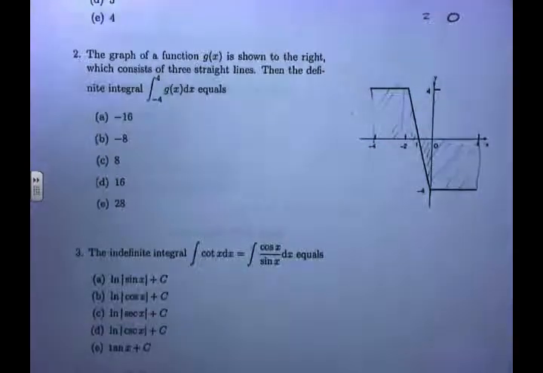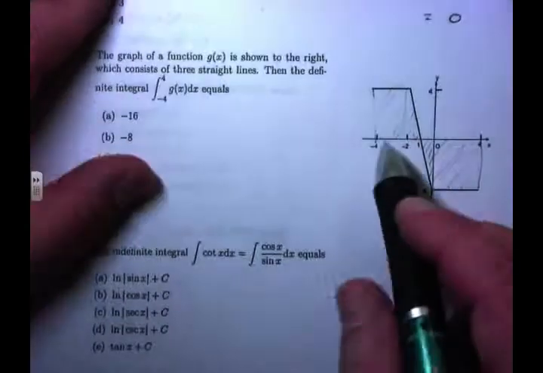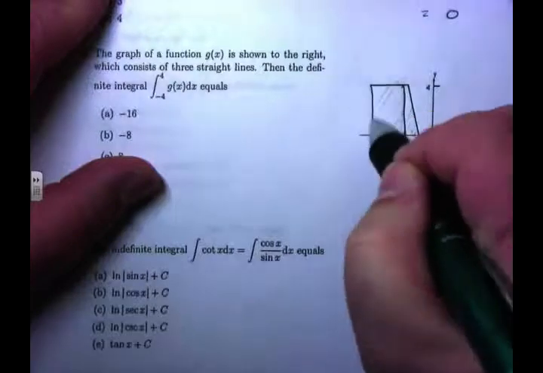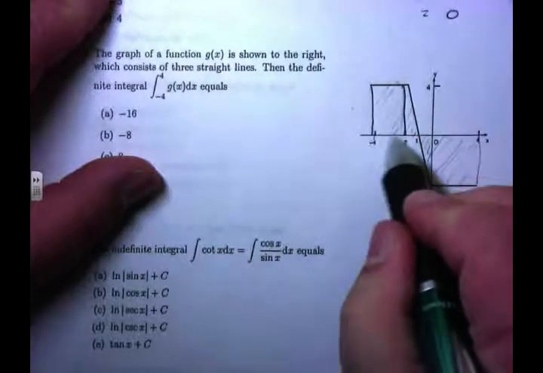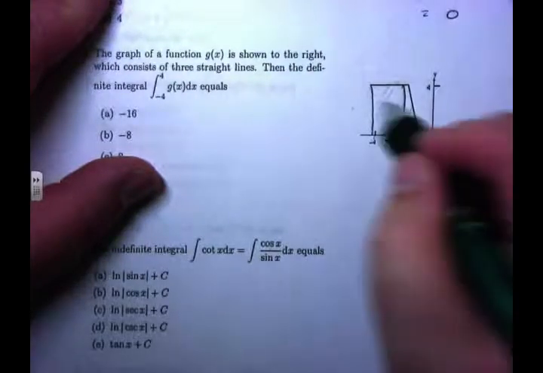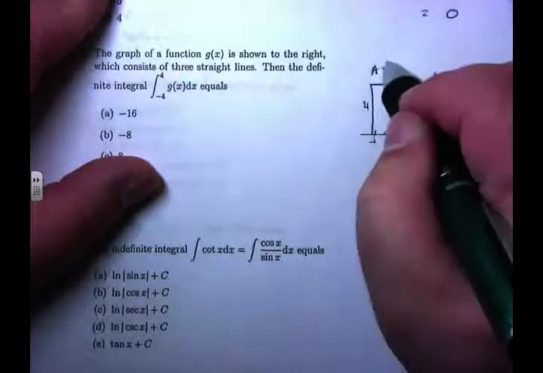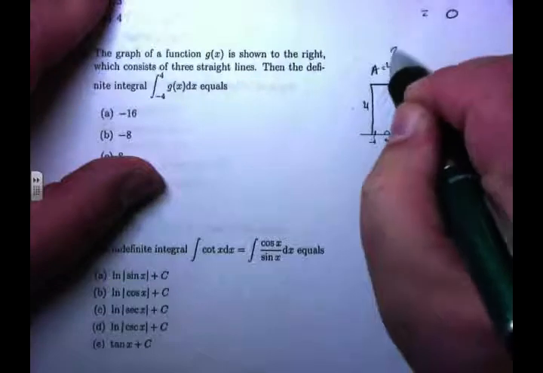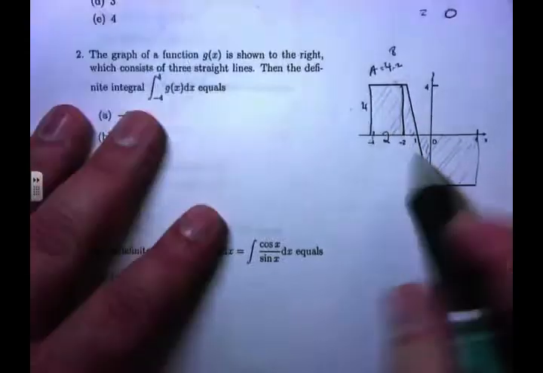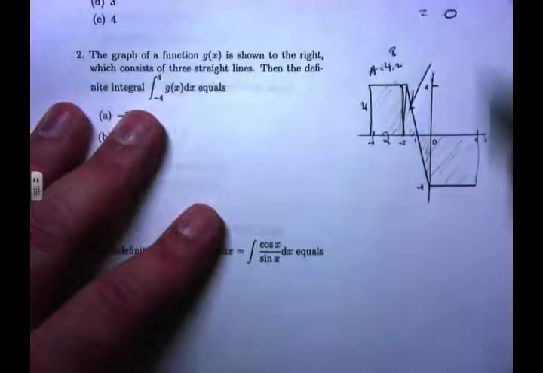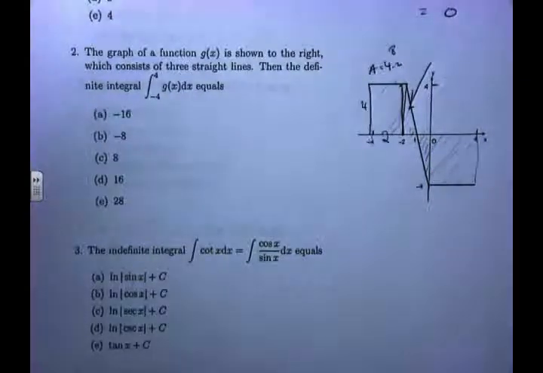Now, here we go. To get this area, I've got base times height. I see a rectangle, with a width of 2 and a height of 4. So the area of this part is 4 times 2, which is equal to 8. This one is a triangle here. And I'm doing it this way to show you the geometry, because I have no idea what kind of picture they're going to give you tomorrow.